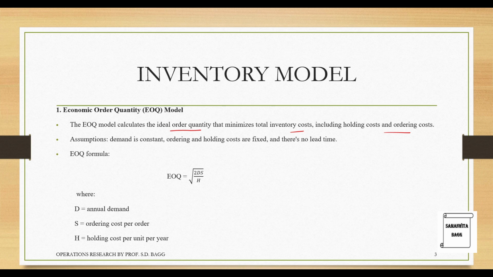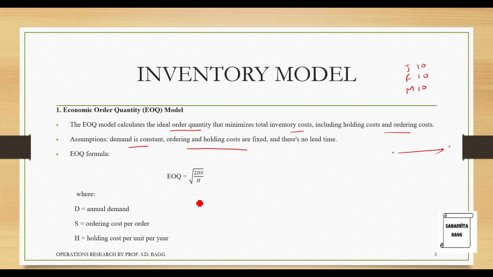Assumptions: demand is constant, ordering and holding costs are fixed, and there is no lead time. So here there are a few important assumptions made in this model. First is that demand is constant. So you will have a constant demand of, say, 10 products every month, Jan, Feb, March. This is called constant demand. Ordering and holding costs are also fixed. So whatever charges are for ordering the material or holding the material in the inventory, they are all fixed. And there is no lead time, that is the time between placing the order and receiving the goods. So there is no lead time as such. Whenever you satisfy the demand, it's fine.